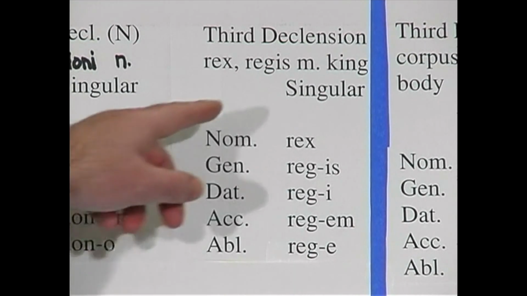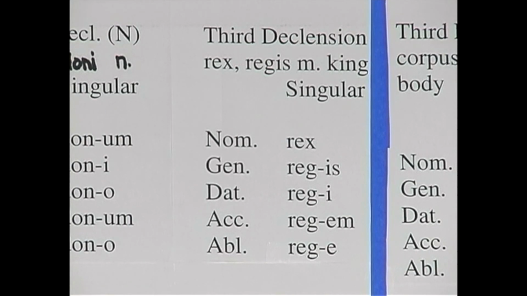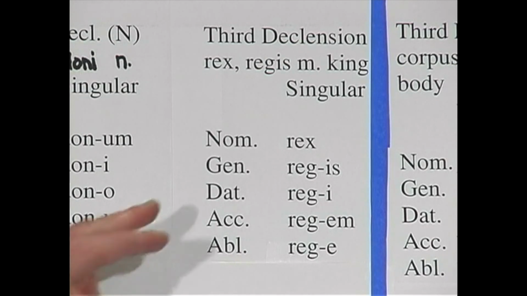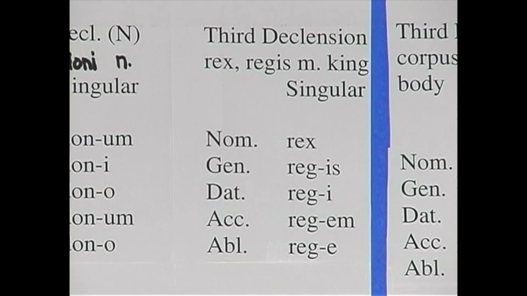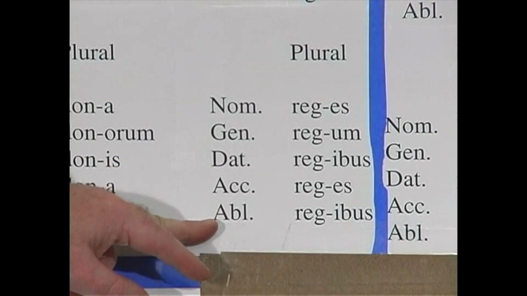So, the genitive singular is regis. You memorize that when you learn the noun. Drop off the is, that gives you the base of the noun, reg. And then to that base you add third declension endings, and that way you can decline the noun in the third declension. The endings are rex, regis, regi, regem, rege, and in the plural, reges, regum, regibus, reges, regibus.